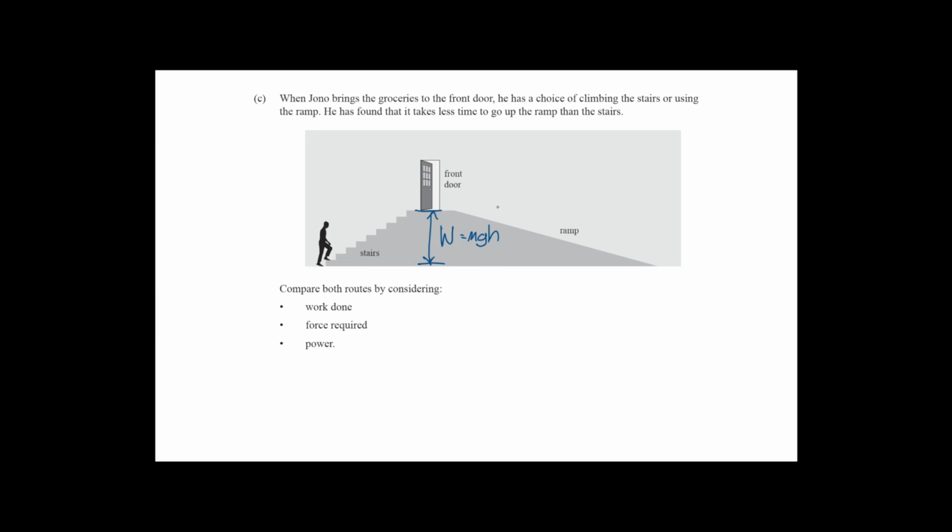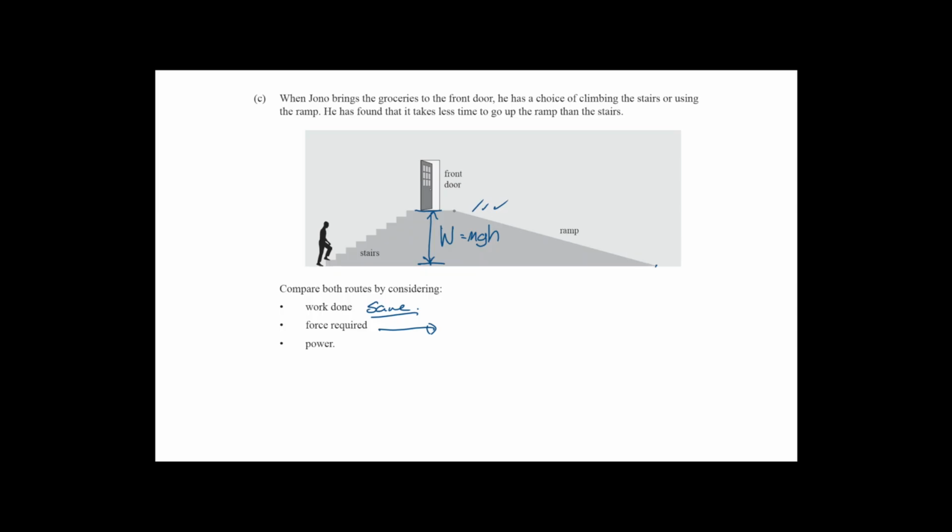Well, the height is the same, gravity doesn't change, and the mass is the same, so the work is going to be the same. They don't give us any numbers, so they just want us to comment on it. Okay, the force required. It says that it takes less time to go up the ramp than the stairs. It's the same amount of work, but the ramp is going to trade off.